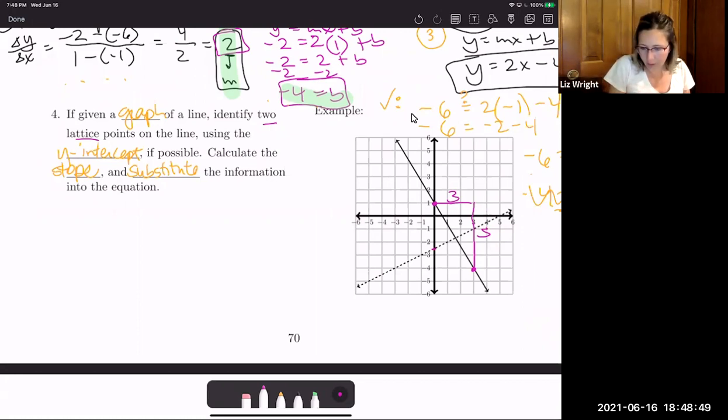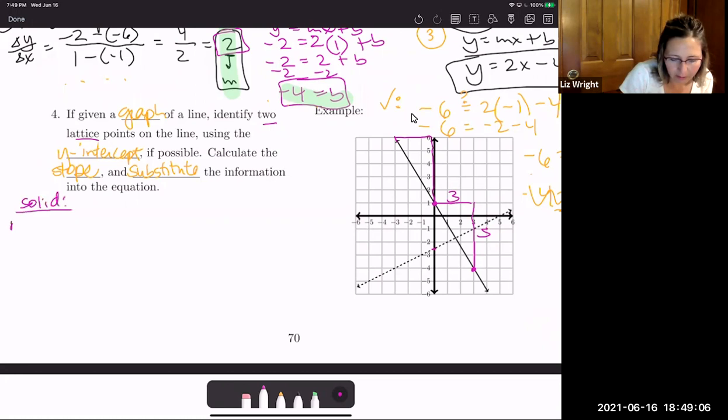Would this also be true if I went up 5/3 again? So if I go up 1, 2, 3, 4, 5 over 1, 2, 3, does it look like it's going to hit there? Yes. So I would say that's a good slope. So I'm gonna come over here and do solid line. So my slope, again, it's going down and to the right, so that's a negative. So it's gonna be negative 5/3, and my y-intercept is going to be at 0, 1.